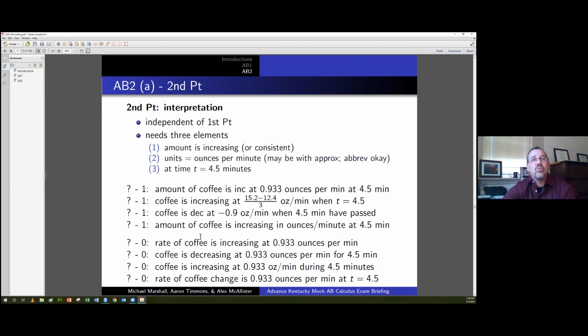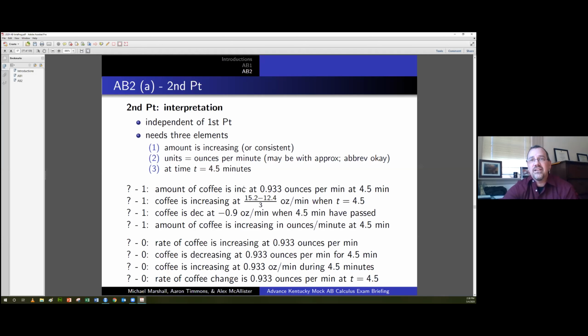There's a couple things that won't work. Rate of coffee, right? We need to see amounts for just plain coffees. This one, interpreting that positive number is giving us decreasing. The third one looks really good. It's increasing 0.923 ounces per minute, but then there's a reference instead of an instantaneous reference.